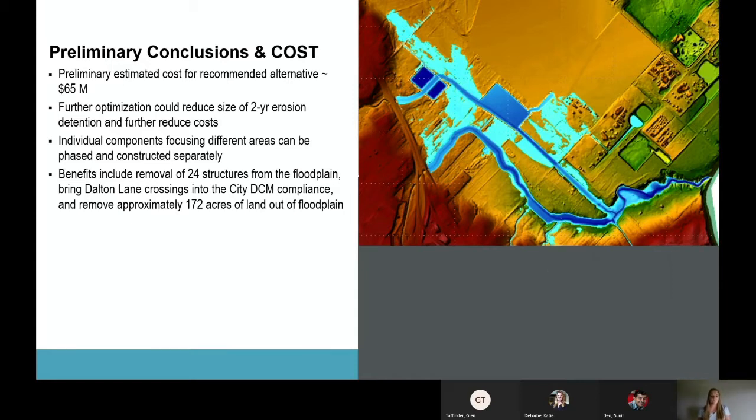A comparable solution to this would be the structural buyout, which we costed to be significantly less at about $38 million. It does remove 32 structures, but you have to consider that that doesn't account for social impacts to the residents or businesses, which is historically an economically disadvantaged community.